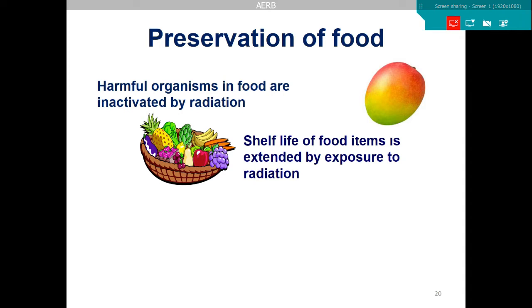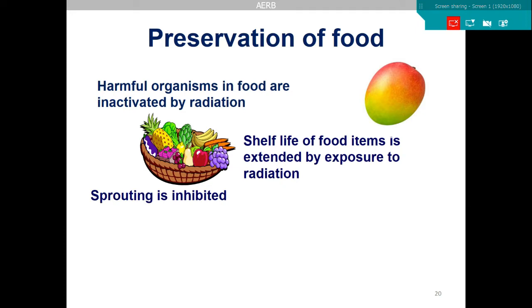If you send mango from India to the United States, it may take 3 days, 4 days to reach. By that time, it will be spoiled. You expose them to radiation, you slow down the ripening process, so when it reaches there, it will be ripe. Now, with all this, we are able to extend the shelf life of food items considerably.